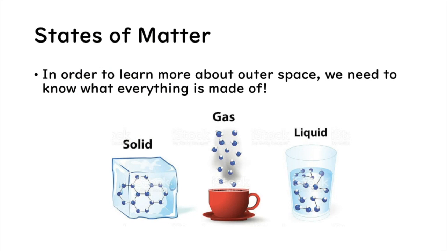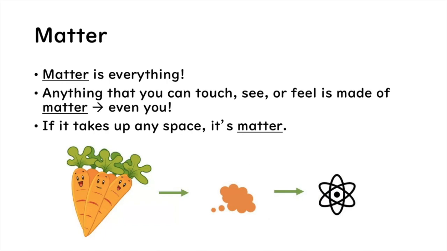In order to learn more about outer space, we need to know what everything is made of. And everything is made of matter. Matter is everything. Anything that you can touch, see, or feel is made of matter. Even you. If it takes up any space, it's matter, like these carrots on the bottom.